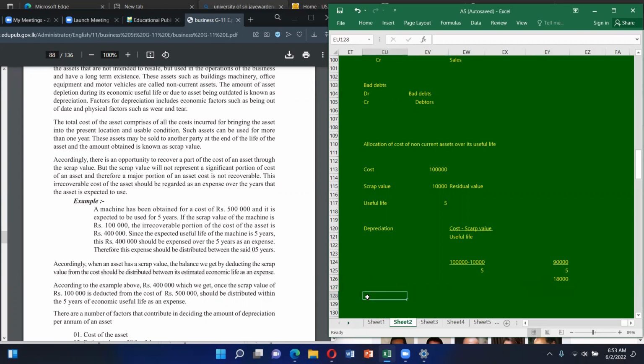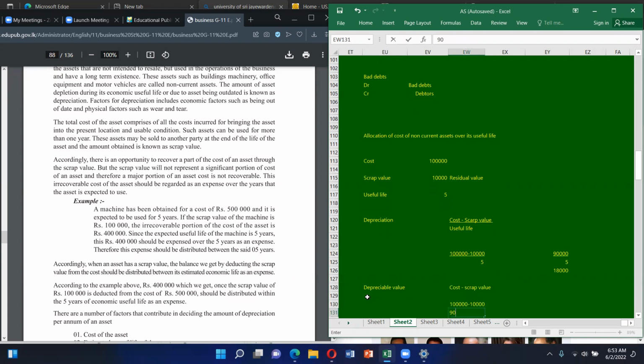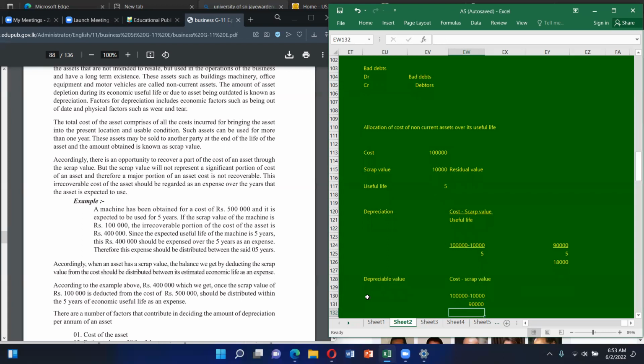And then write it down, depreciable value equals cost minus scrap value. That is 100,000 minus 10,000. That is 90,000. You can depreciate this over the period of 5 years.